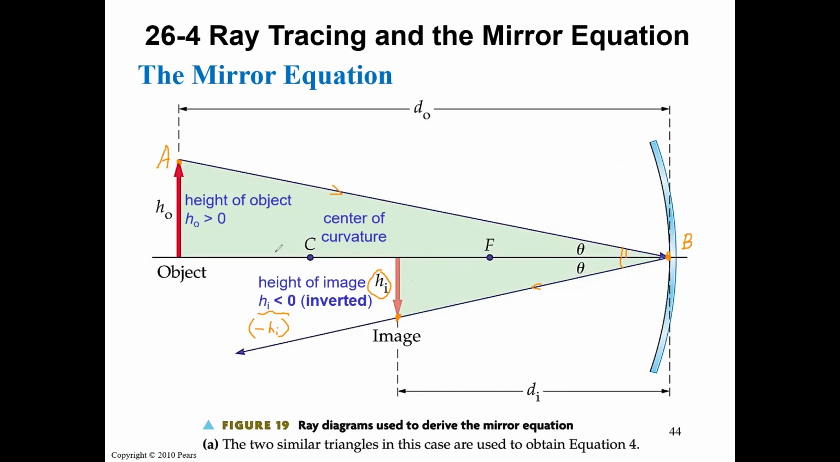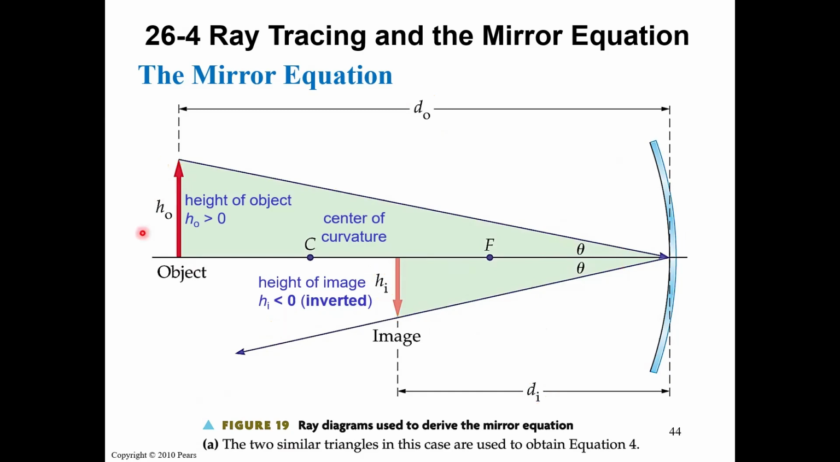Now the question is, if we were given the object height h sub o, and we place the object at a fixed position, so we know the object distance d sub o, the distance between the object and the mirror, can we figure out quantitatively what h sub i is and where the image is? So what is d sub i? d sub i is the image distance, the distance between the image and the mirror.